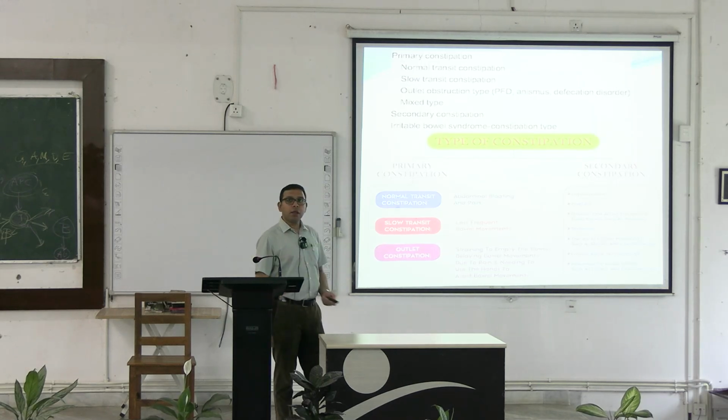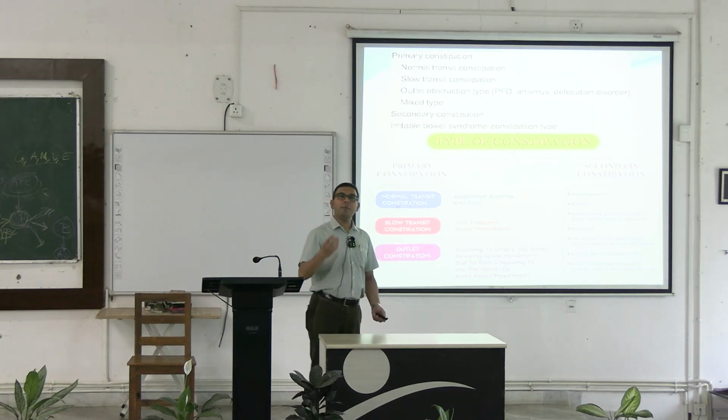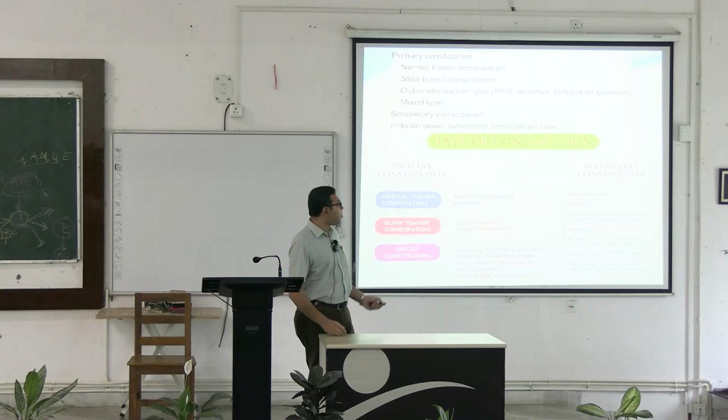So you can see, in primary constipation, with normal transit constipation the patient mainly complains of abdominal bloating and pain. In slow transit constipation, the bowel movement is less frequent. In outlet problems, there may be delayed bowel movements due to pain on defecation, there may be some hemorrhoids, there may be some anorectal fissure, etc.